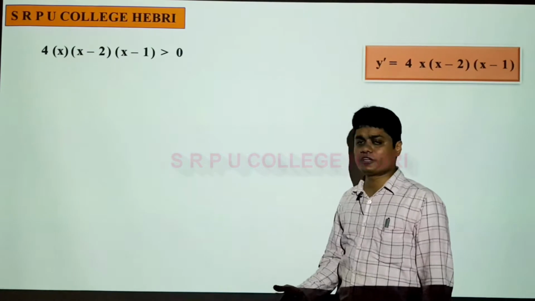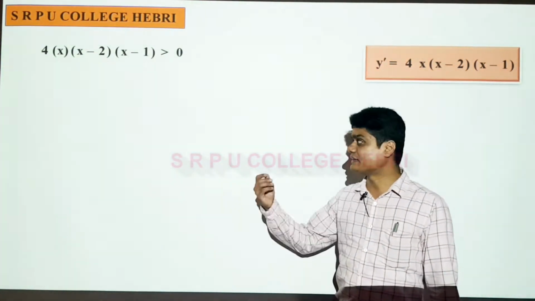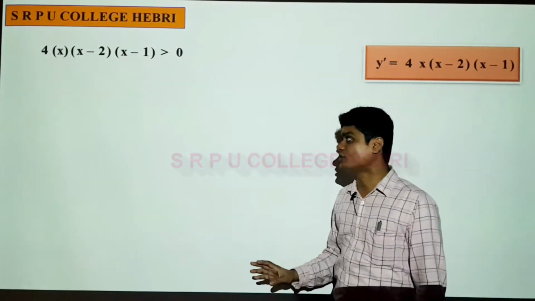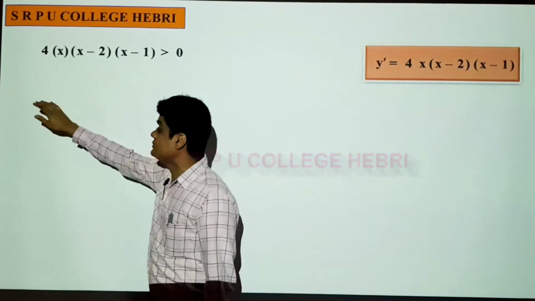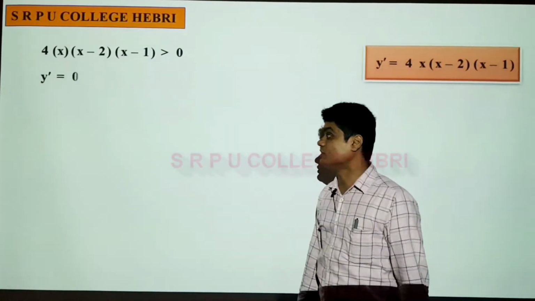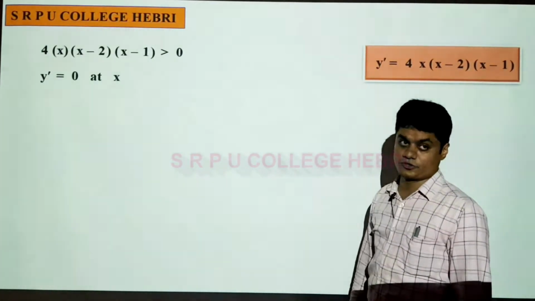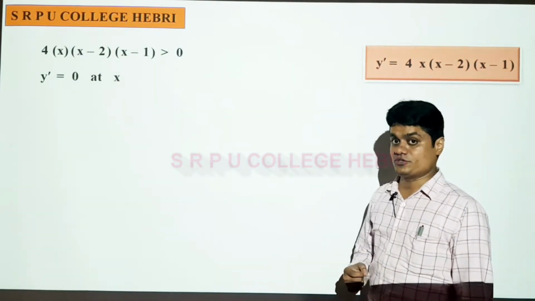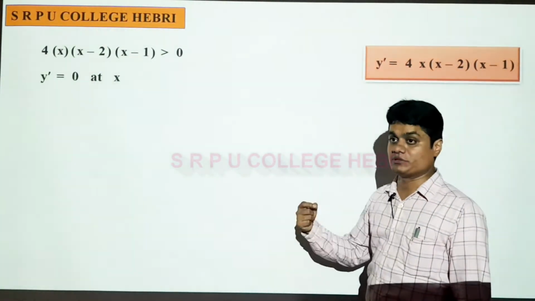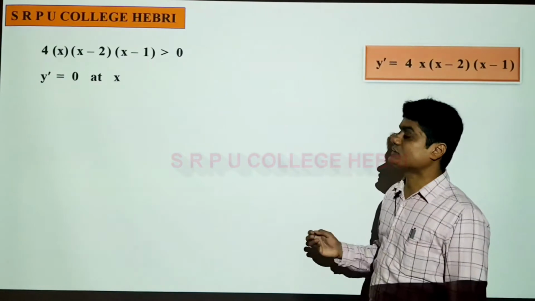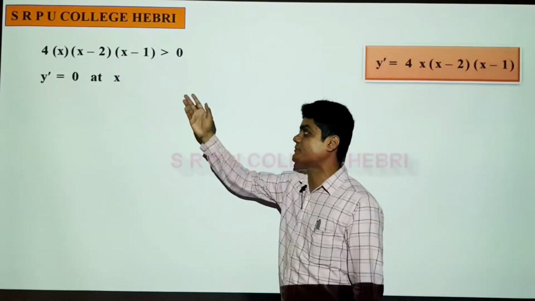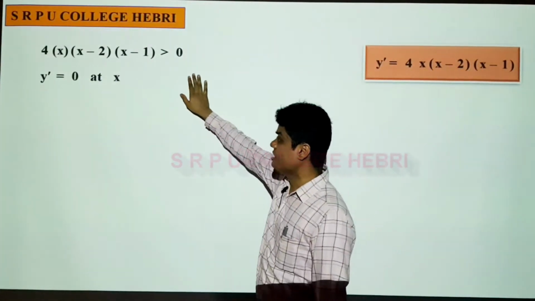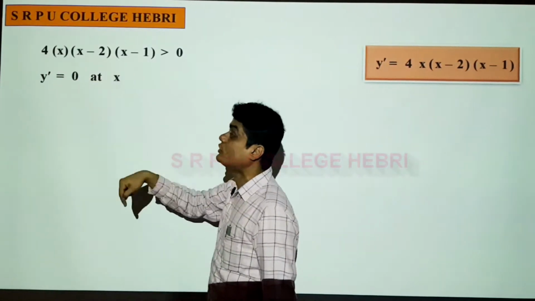Observe carefully, 4 is already greater than 0. So because of that, the other 3 terms must be greater than 0. As I told, I'll give you one shortcut method which is different from the previous problem. So first find out the values of x for which this expression is 0. For how many values of x will this expression be equal to 0?